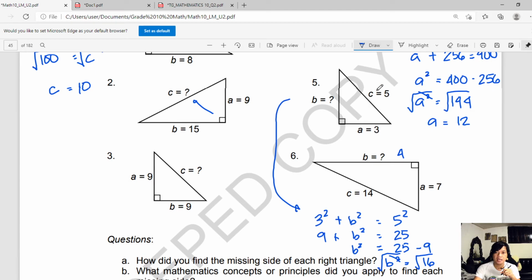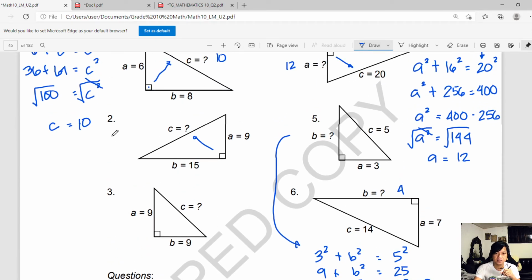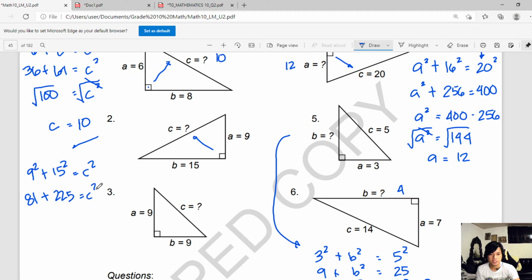Okay, let's try. Let's answer this. Number 2. For number 2, A is 9. So 9 squared plus 15 squared is equal to C squared. So 9 squared is 81 plus, what is 15 squared? 15 squared is equal to 225. 225 is equal to C squared. So 225 plus 81 is 306. 306 is equal to C squared.